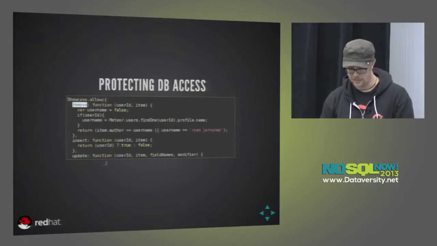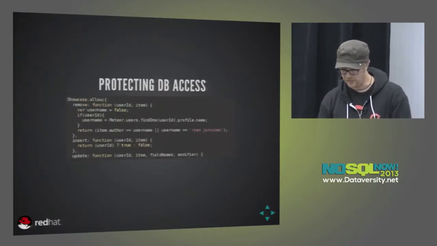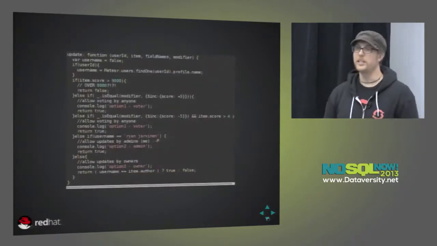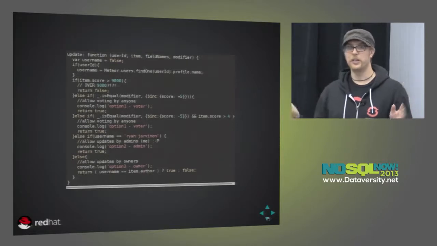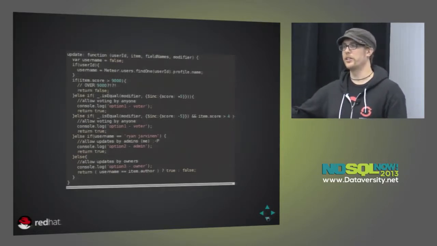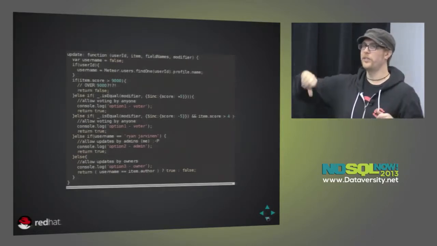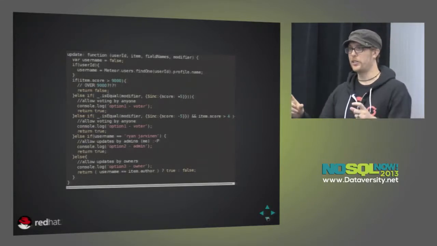Last one's an update, and I actually moved that over to a different slide. So my update rule is pretty interesting. I wanted anyone to be able to upvote an item without logging in. So I have three different levels of authentication here. Anyone can upvote or downvote a particular application in this showcase.